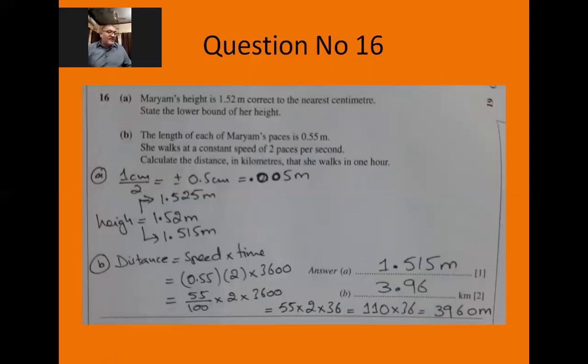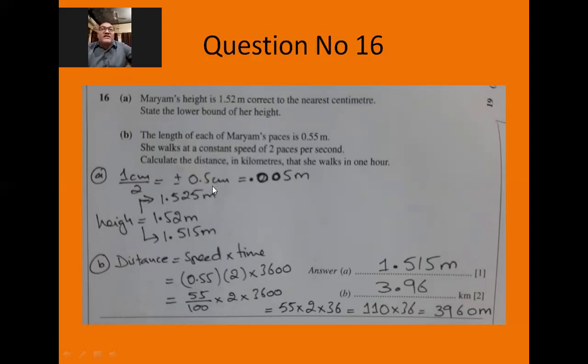So the next question coming up on your screen is question number 16. It says, Mariam's height is 1.52 meter, correct to the nearest centimeter. State the lower bound for her height. You see, it is correct to the nearest centimeter. So 1 centimeter divided by 2 will be 0.5 centimeter, and with it write plus minus 0.5 centimeter.